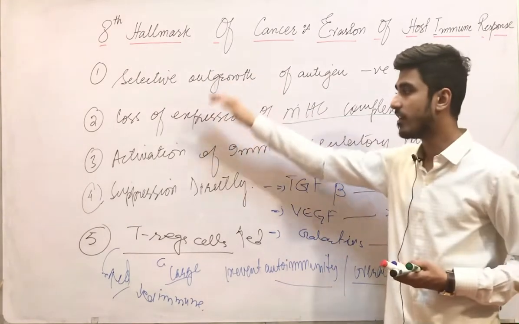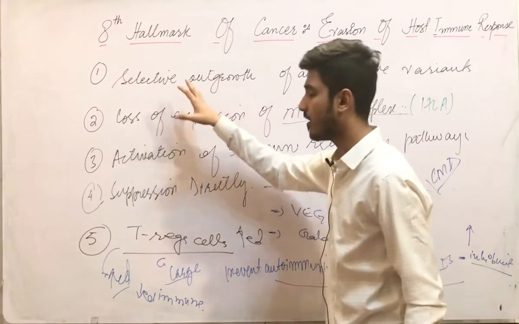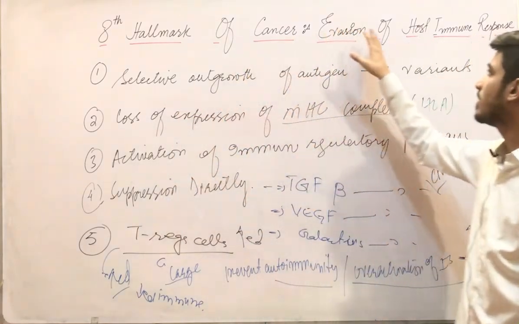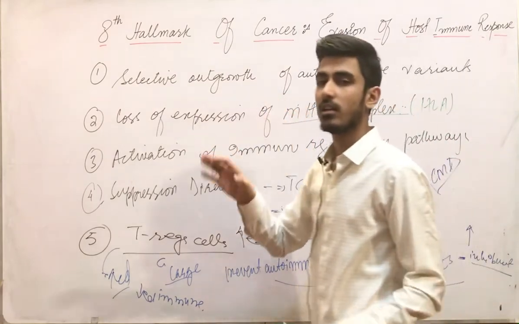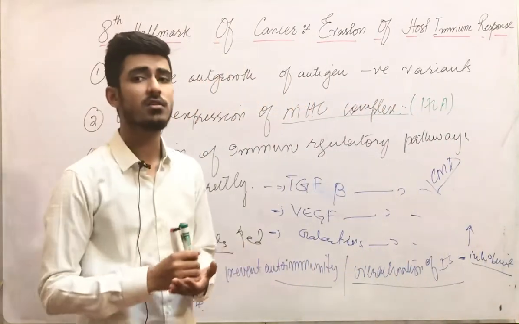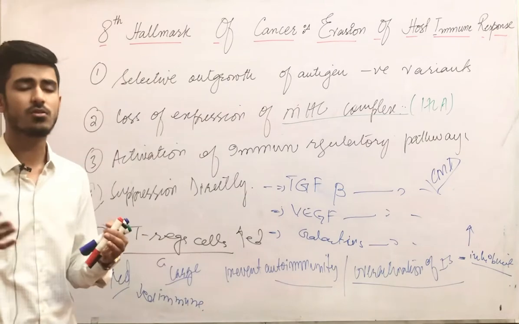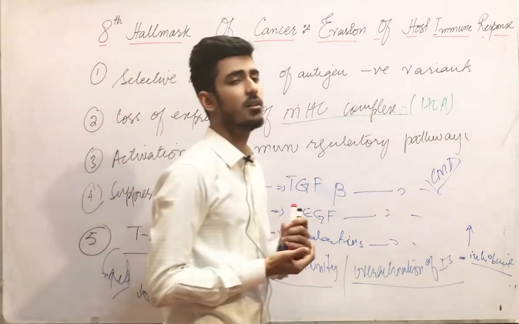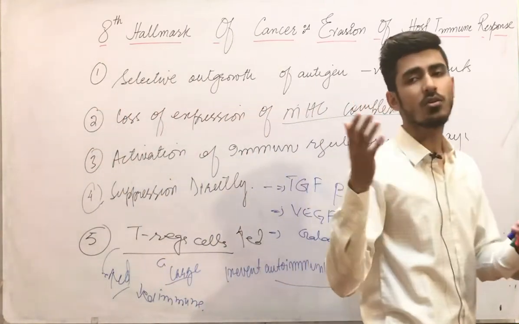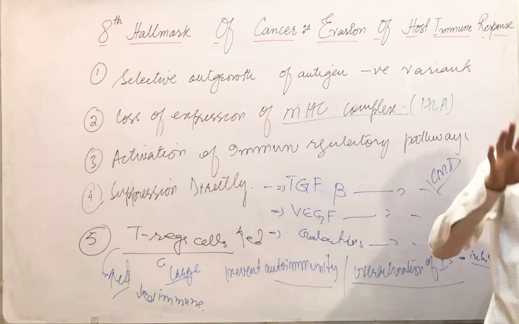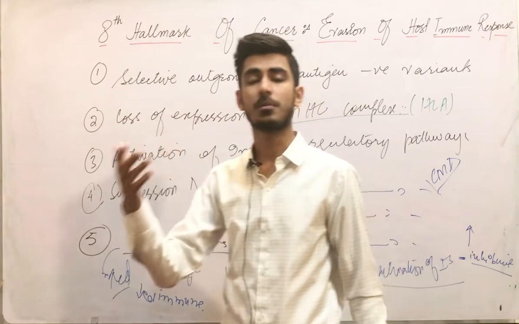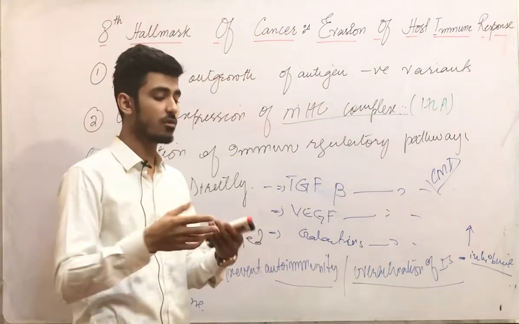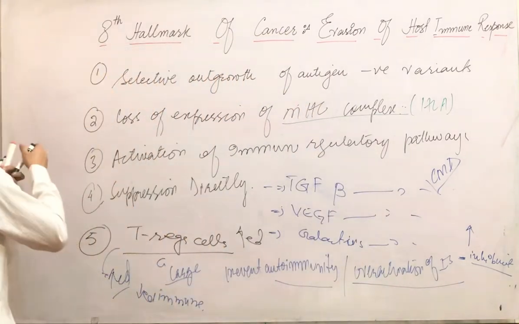So these are the 5 points that you have to remember, that are very important regarding this evasion of the host immune response. This is the last hallmark of the cancer. Clear? And then in your basic pathology, certain tumor antigens are also discussed. Those are the oncogenic proteins that also act as immune suppressors. Then there are certain aberrantly expressed or abnormally expressed proteins or genes.